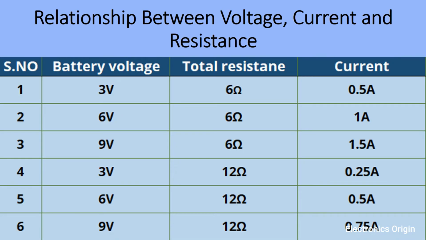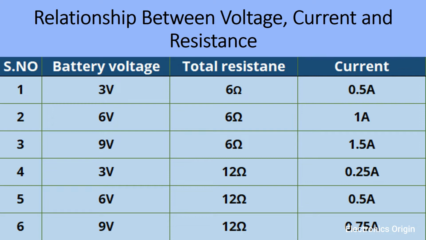Okay, next we have the relationship between voltage, current and resistance. Analyzing rows 1, 2, and 3, we come to understand that doubling and tripling the voltage leads to doubling and tripling of the current in the circuit. Likewise, when we compare rows 1 and 4 and rows 2 and 5, we come to understand that doubling the total resistance serves to halve the current in the circuit.